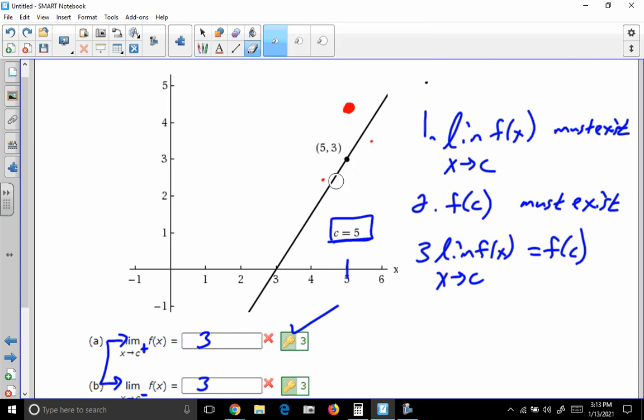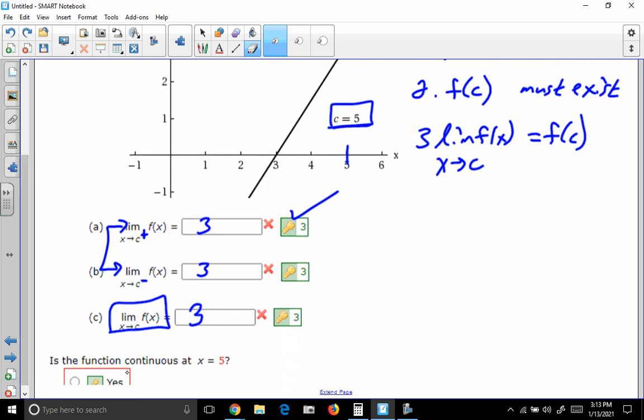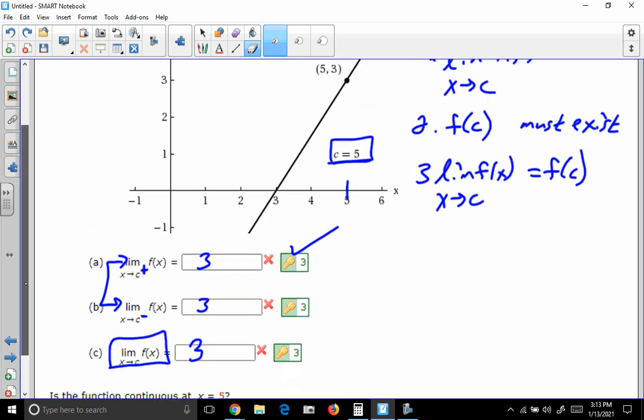To be continuous, from both sides, we have to be going to the same location, and there has to be a point where that's going towards. So if we're going towards the same location, and there's a point there, it's continuous, meaning there are no gaps, there are no holes. So in this case, yes, our function is continuous. We're approaching the same place from everywhere, there's a point there. So yes, we are continuous at x equals 5.